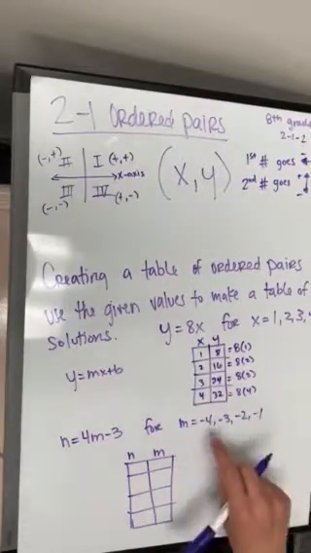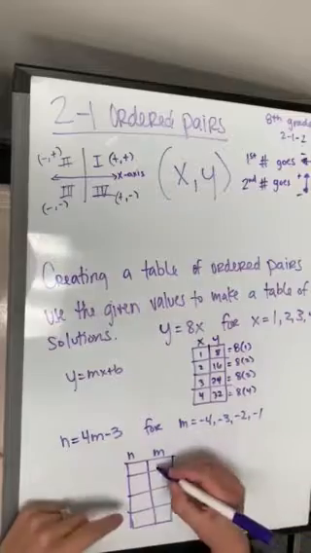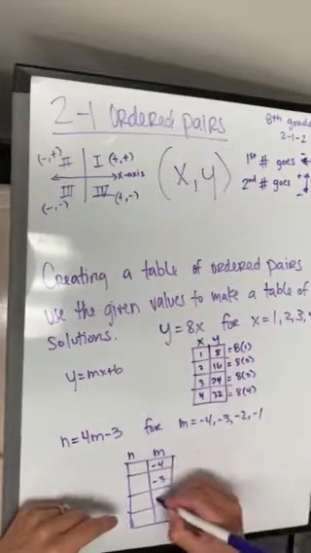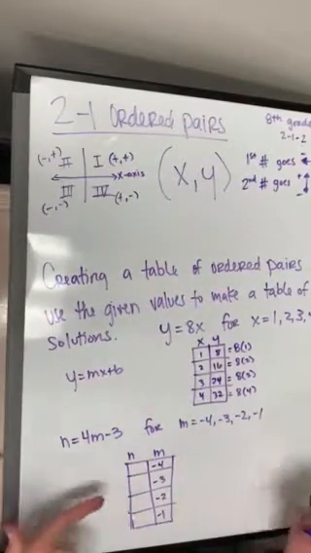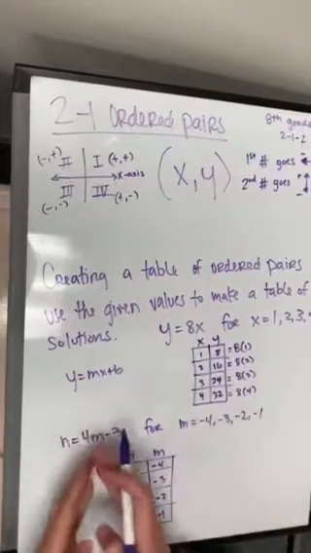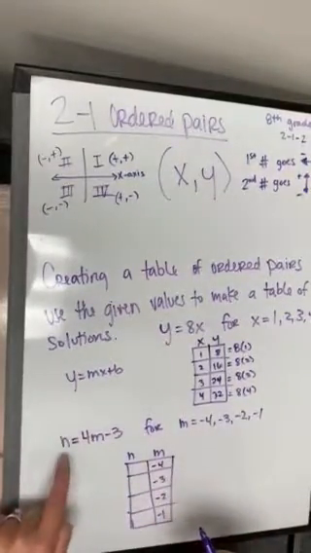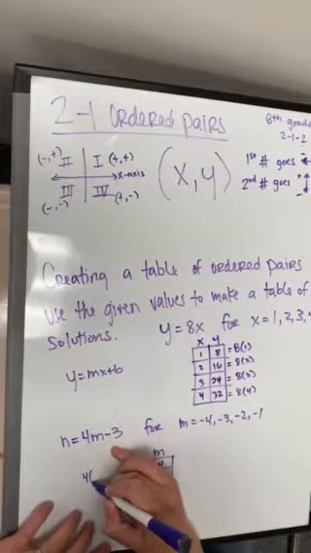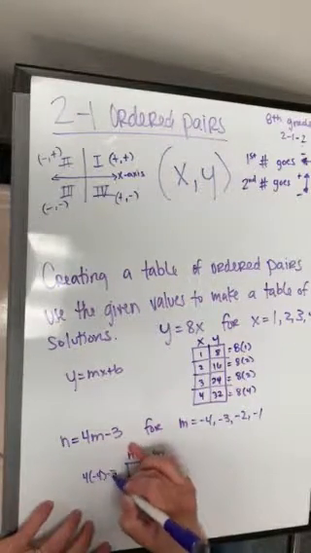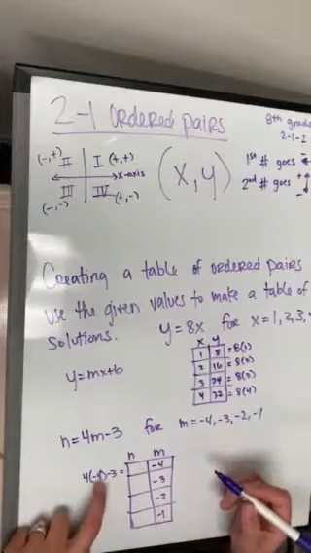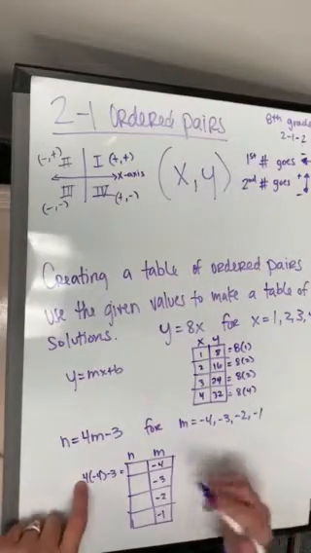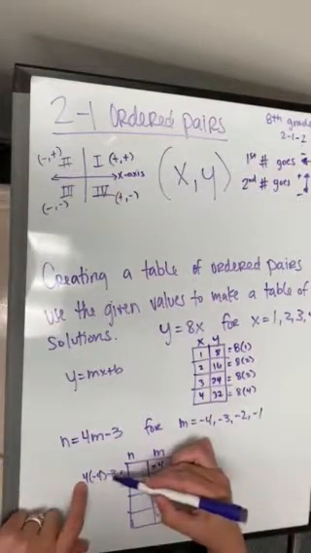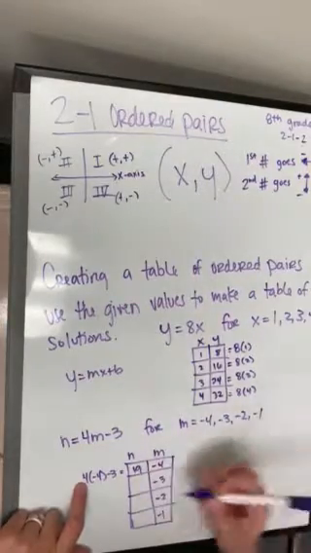So now I'm plugging m's in. So -4, -3, -2, and -1. So when I plug -4 in here, what do I get for n? Well, 4 times -4 minus 3 is going to give me negative times a positive is a negative, -16, -17, -18, -19. So that's going to be -19.